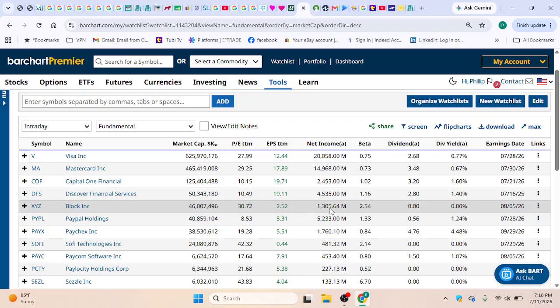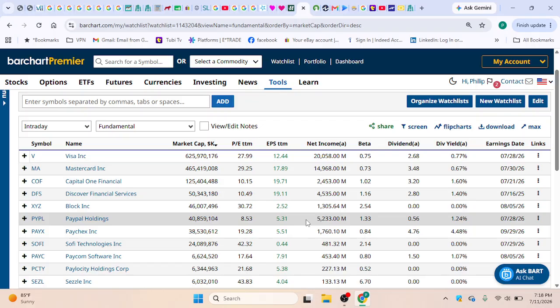Block is about a $1.3 billion company based on net income. PayPal, I was surprised that PayPal makes that much, over $5 billion a year just in PayPal. So that's pretty good. And then you got the other ones, Paychex. SoFi is kind of a new player in the space. They make $481 million a year. Paycom, then Paylocity, and then even newer is Sezzle.